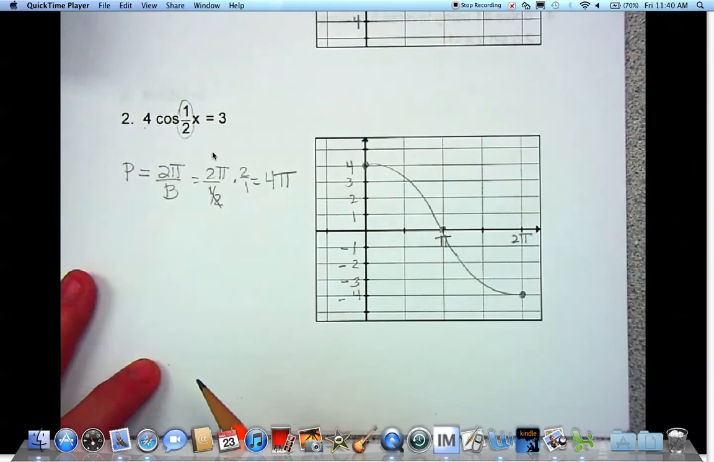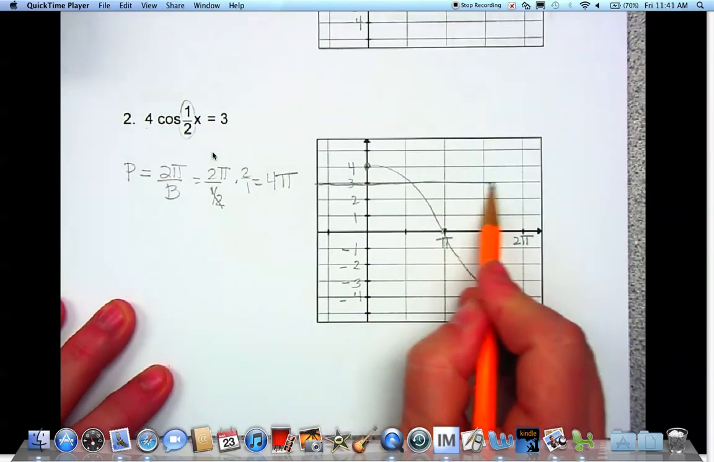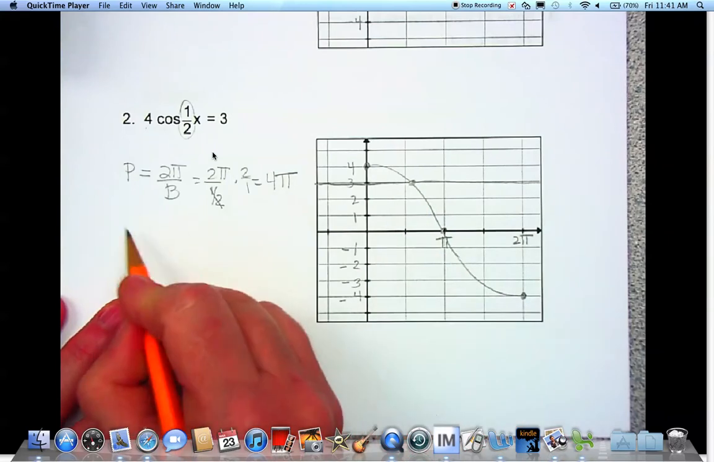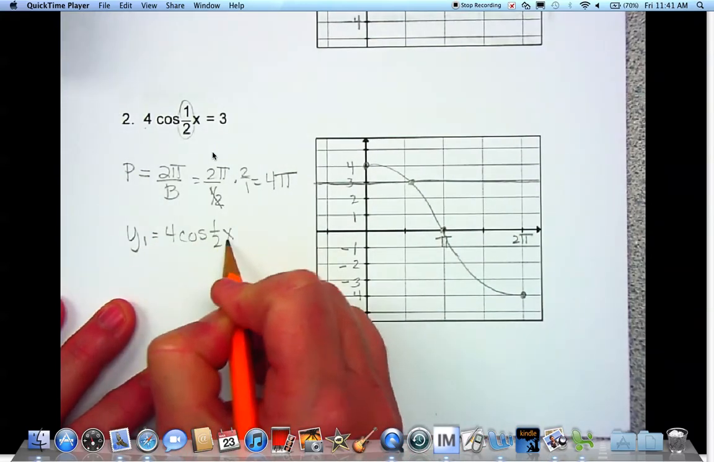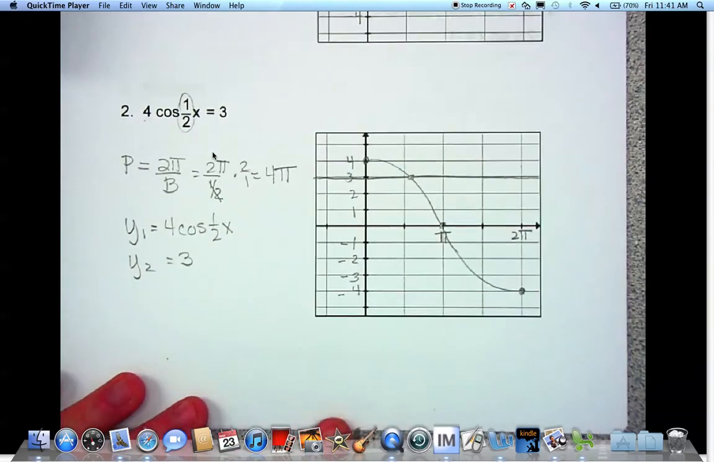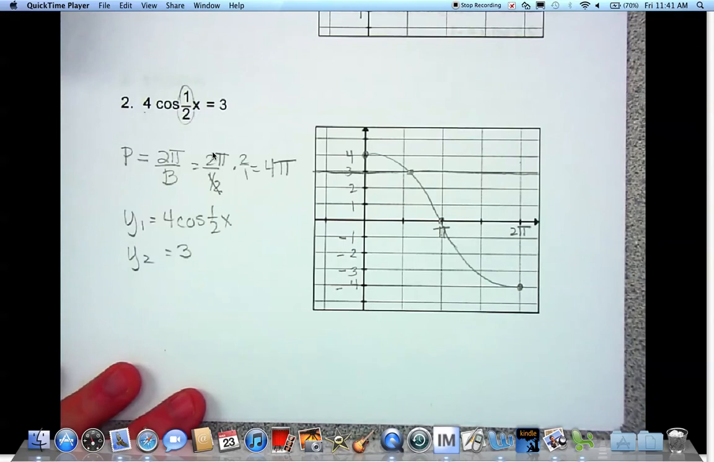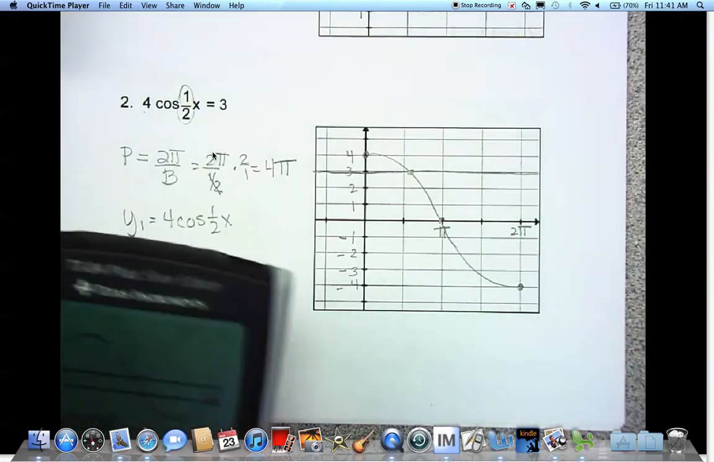And then the other function is where? 3. Do we need to figure out where it crosses at 4 pi too? No, just from 0 to 2 pi is all we're concerned about.